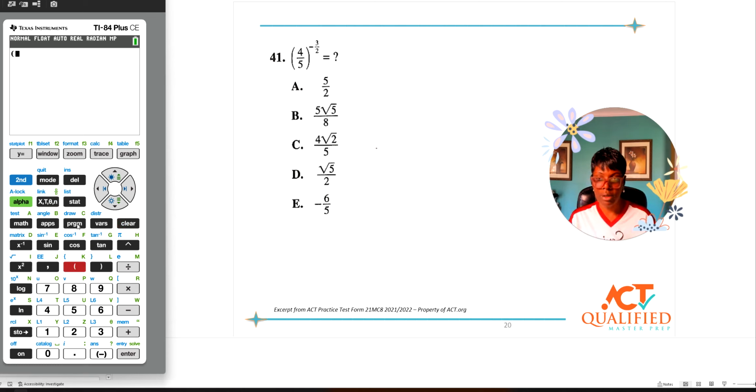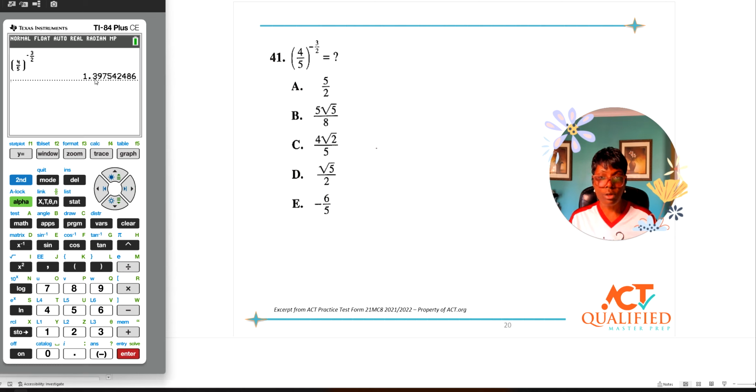I am going to enter the problem exactly as I see it. Now raise it using the caret key. One more thing to note is that this is the negation key. This is the negative key. This is minus. Very different. Make certain to select the correct key. Now that we have put the problem in, let's select enter to solve.